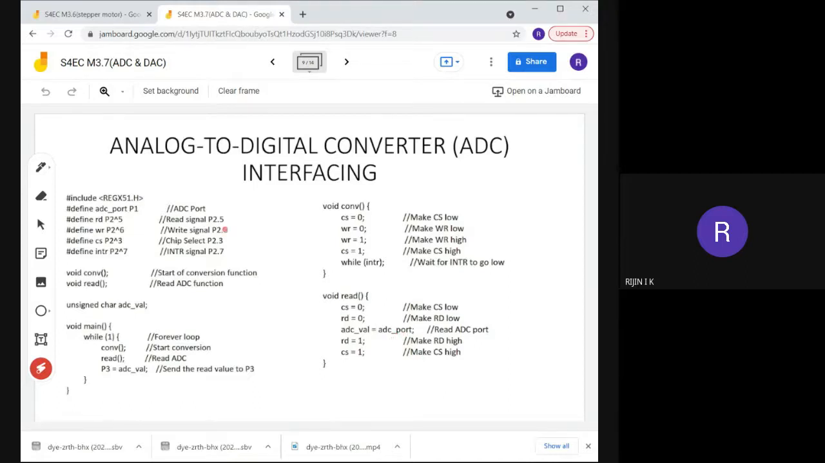Here port 1, P1, we have set as the ADC port. Then we read it into another variable. Then after reading, we make the RD pin high and CS pin high. After reading those values, we can send those values to port 3.